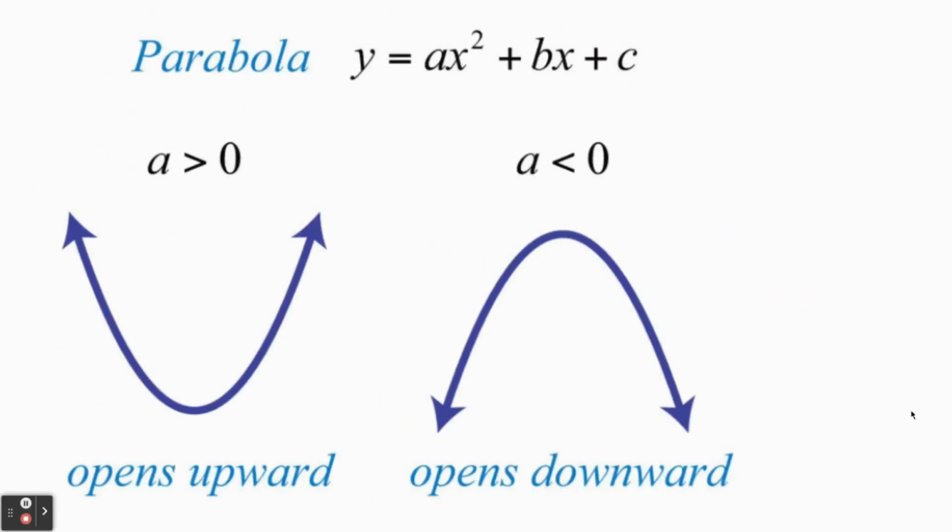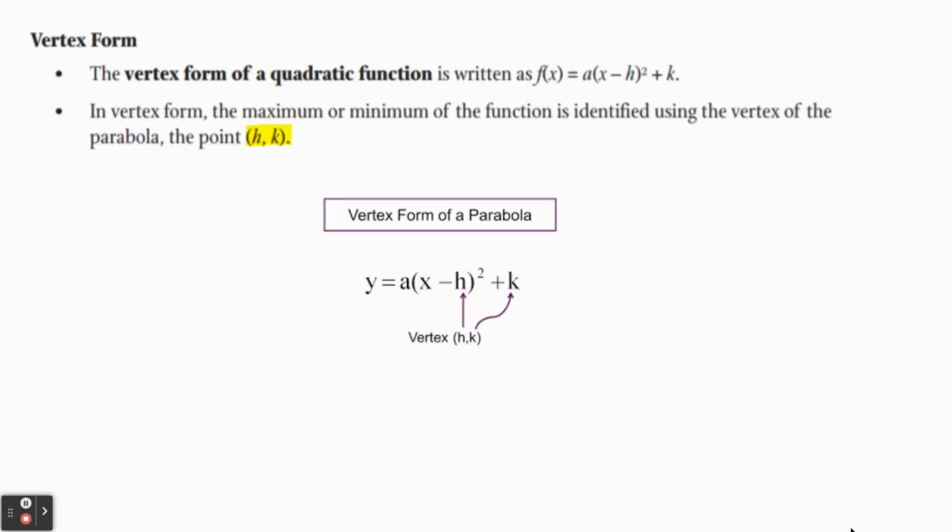When you graph a quadratic, remember it creates a parabola. A parabola looks like a u and a v combined. And if the a value, which is the first term in a quadratic in standard form, is positive, it will open upward. If a is negative, it'll open downward.